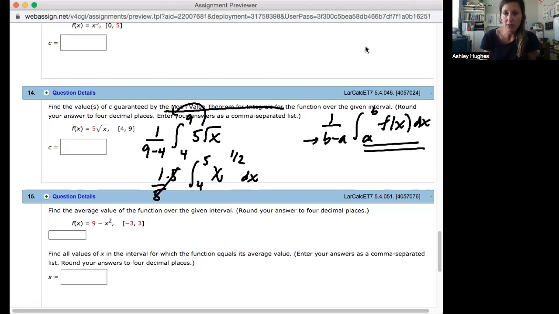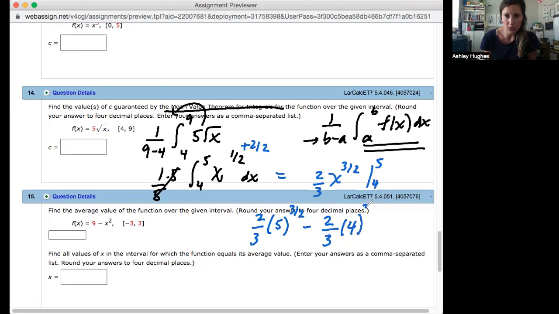Now the antiderivative, I'll change colors. The antiderivative of x to the 1/2, you add 1, that's adding 2 over 2. So x to the 3/2, put a 2/3 in front from 4 to 5. So 2/3, 5 to the 3/2 minus 2/3, 4 to the 3/2.